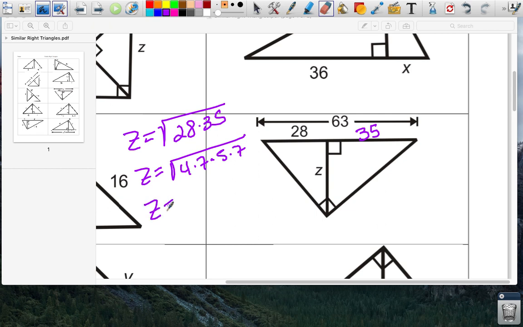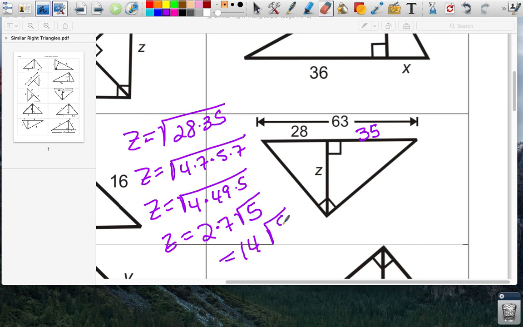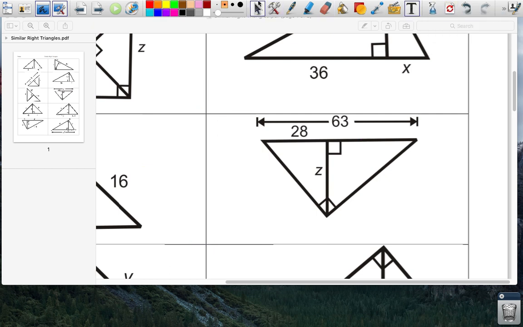28 times 35 is the same thing as saying 4 times 49 times 5, multiplying the 2 sevens. So now z is the same thing as the square root of 4 times 49 times 5. The square root of 4 is 2, so that can come out of the radical. Times the square root of 49 is 7, that also comes out of the radical. And the only thing that's going to stay inside is the 5. So the final answer is 14 square root of 5. And finally, a nice and easy one.